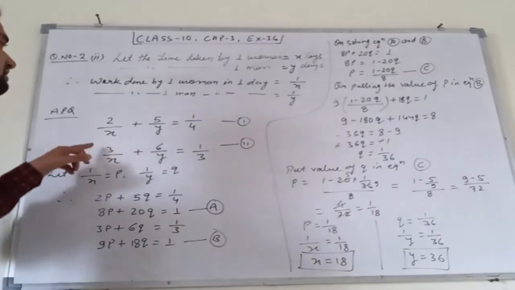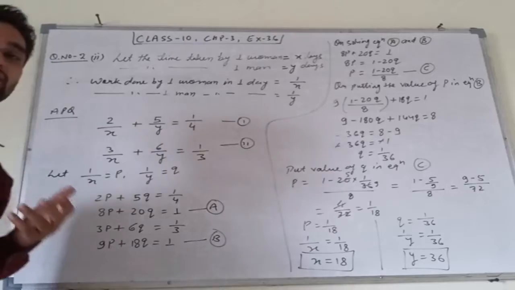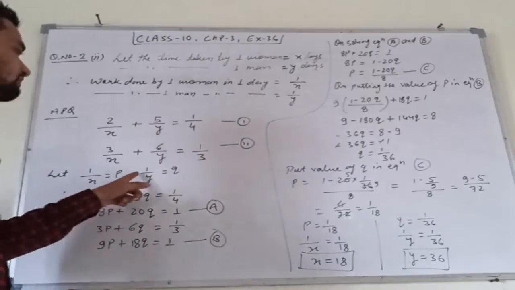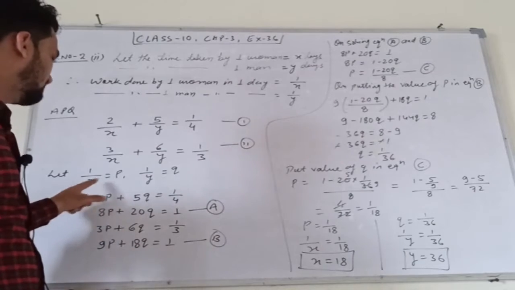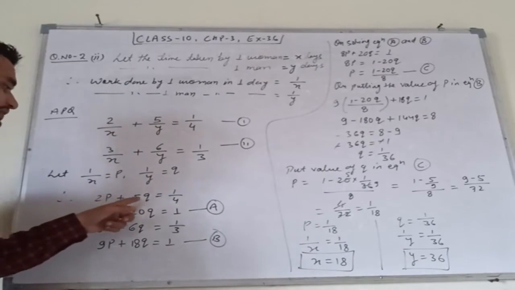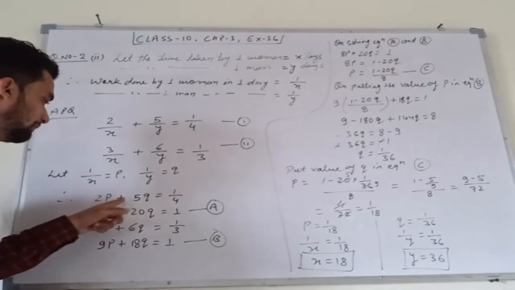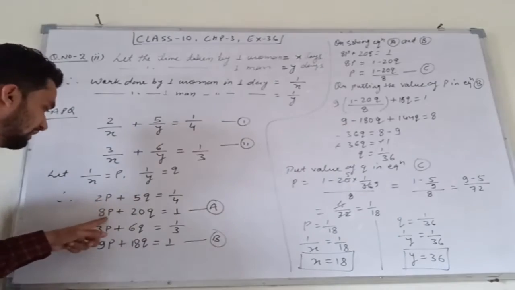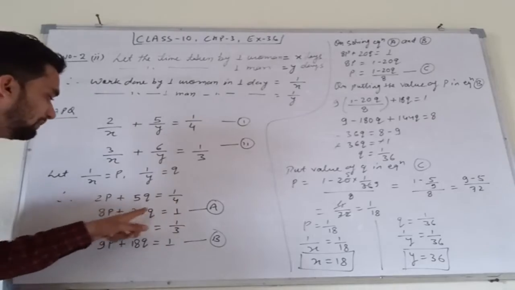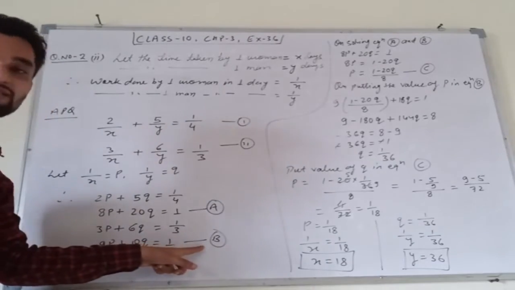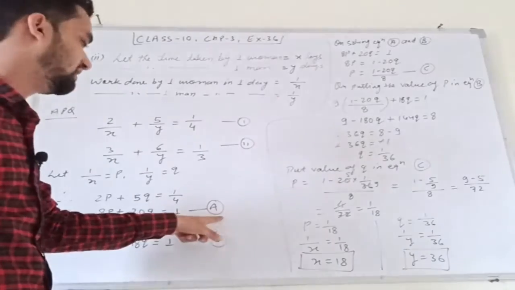As you know, this is in reciprocal form and we had studied the reducible method. So let 1 by x equal p, 1 by y equal q. Further this will be 2p plus 5q equal to 1 by 4. When we shift this 4 here, it will multiply with both. So 4 into 2 is 8p plus 4 into 5 is 20q equal to 1. First equation. Similarly we'll make the second equation. We gave the names a and b.